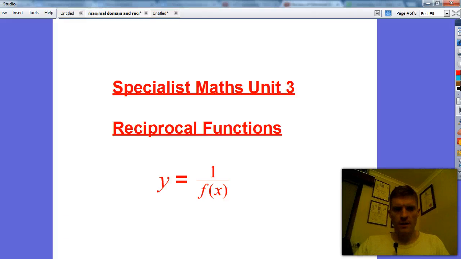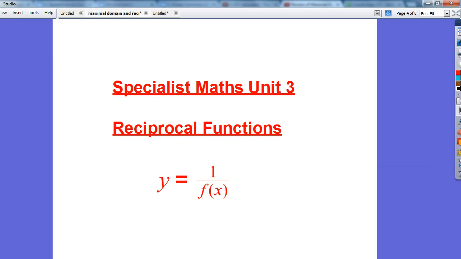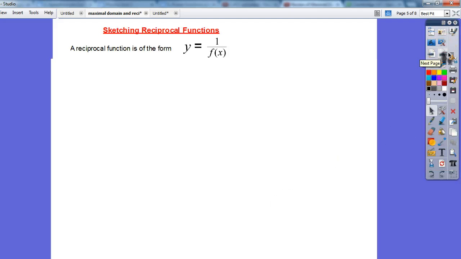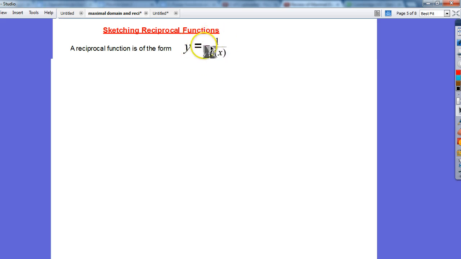Okay, specialist maths on reciprocal functions, and we're going to examine how we can sketch these reciprocal functions without the need of a calculator. So let's think first off that a reciprocal function is where we have some function of x, the real function of x, in the denominator, and in your numerator is just a 1.